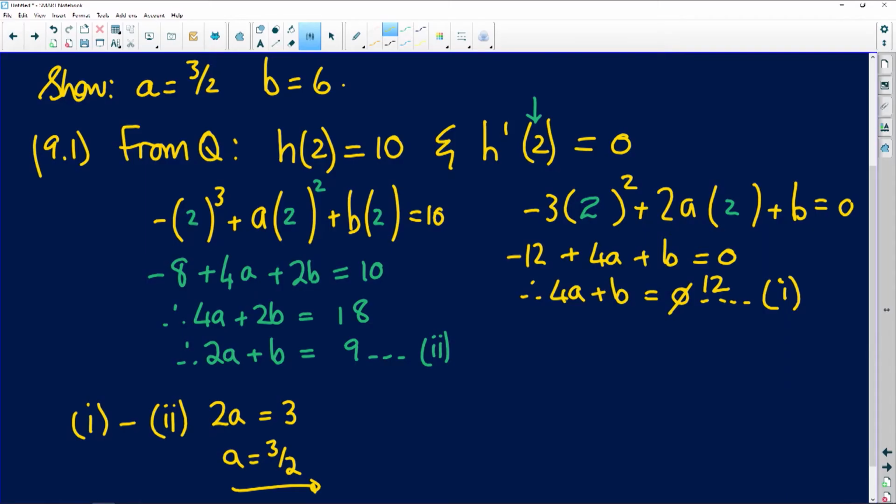Okay, so now I've got the value of a. I'm going to go to equation number 2, and I'm going to put a in there, which is 3 over 2, plus the b value is 9. That cancels. 3 plus b, the 3 goes over, and b is 9 minus 3, which is indeed 6.